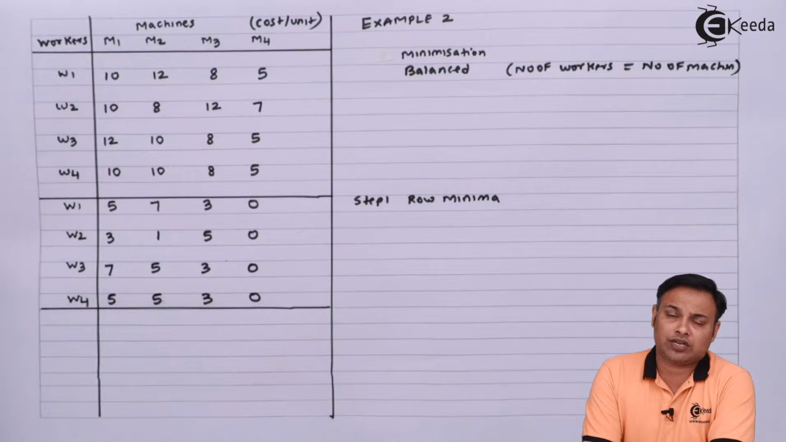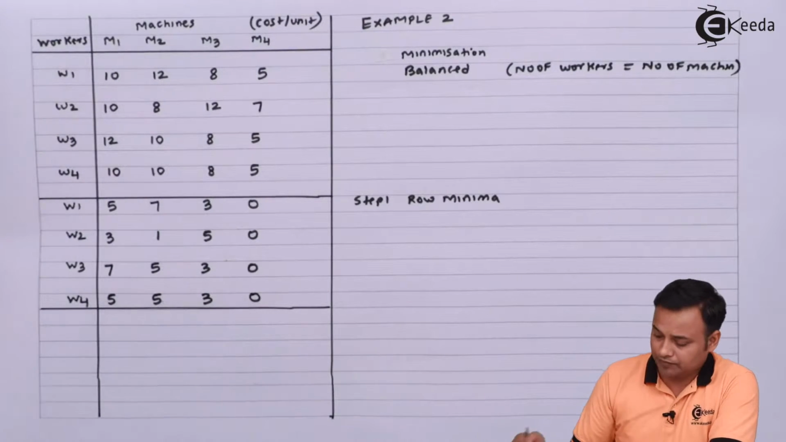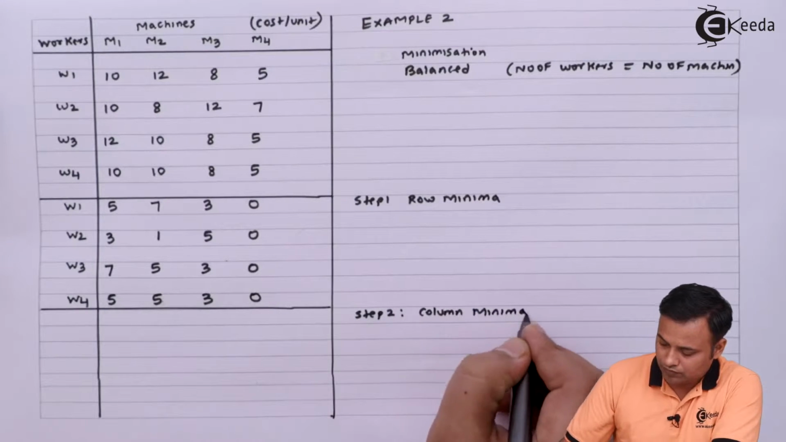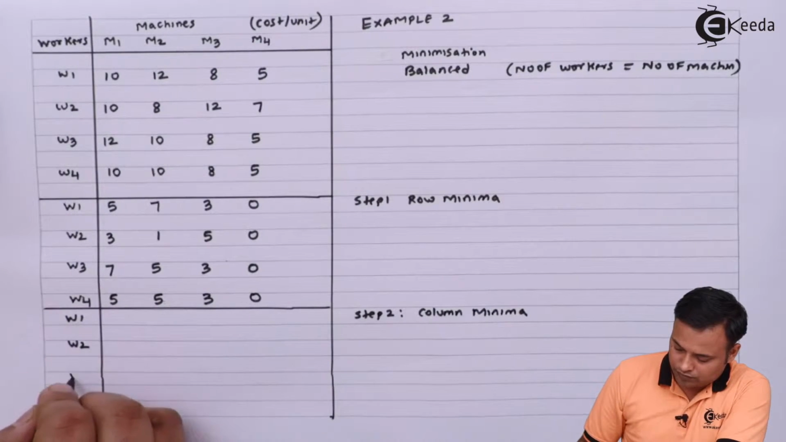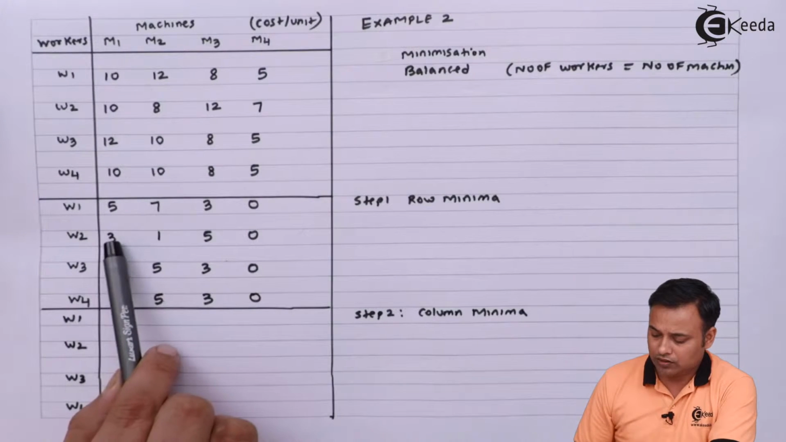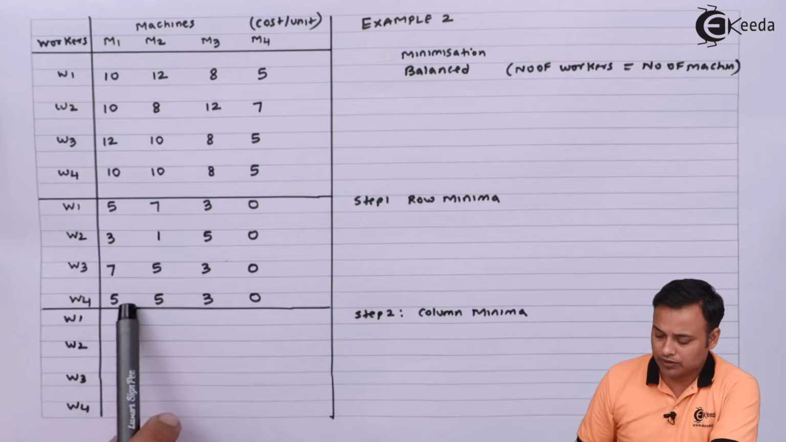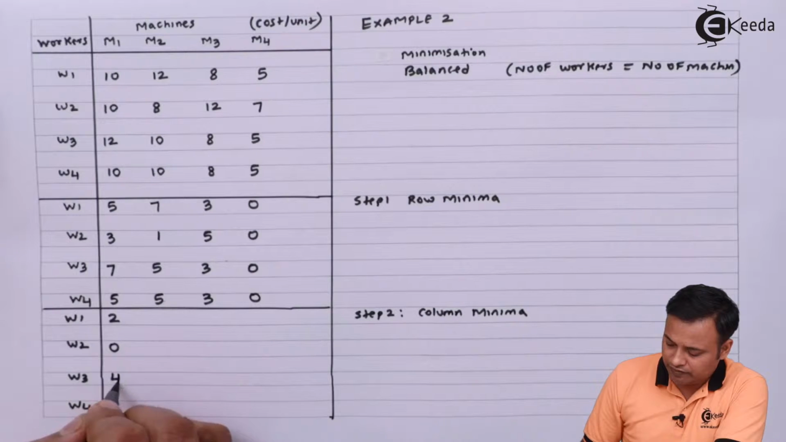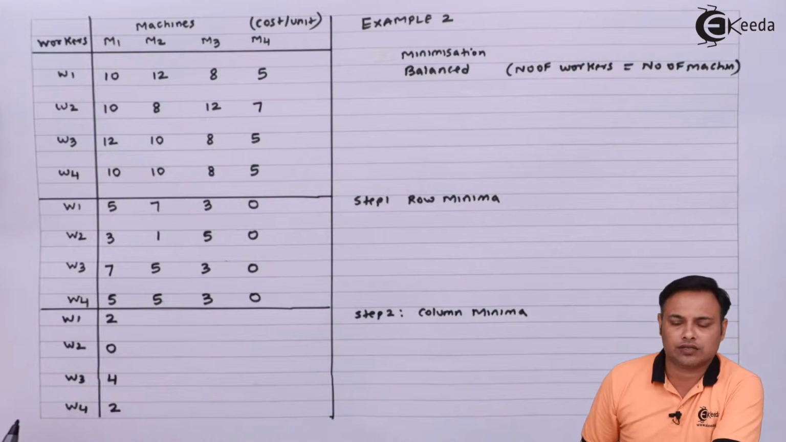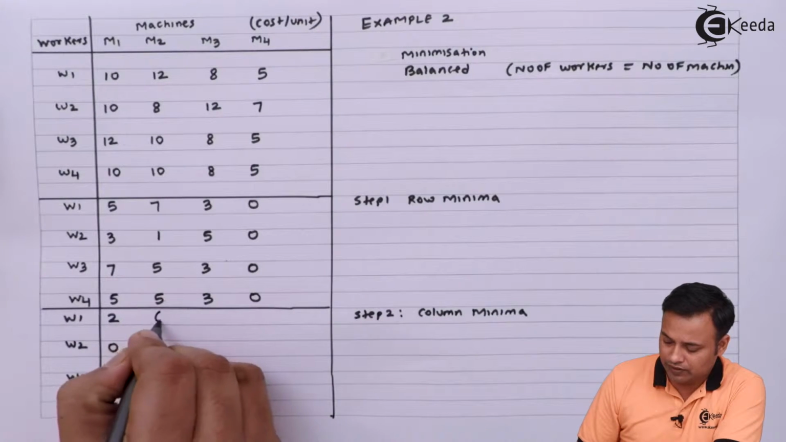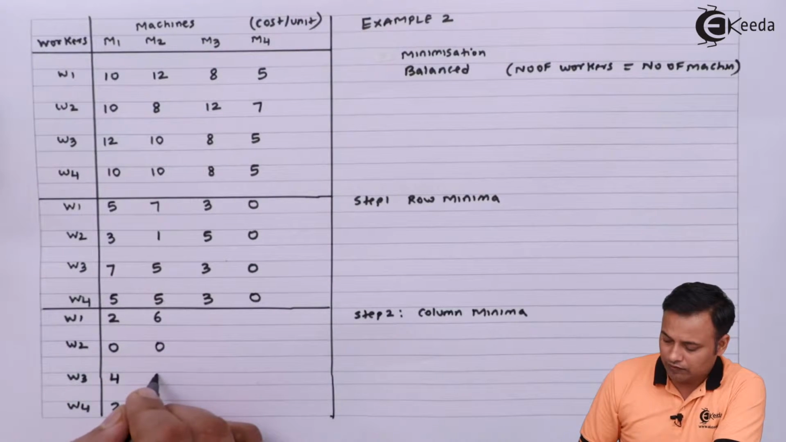Now, on the row minima table, we will find out the column minima. In the first column, my lowest number is 3. So I'll subtract 3 from all the numbers. So 5 minus 3, 3 minus 3, 7 minus 3 and 5 minus 3. In the second column, my lowest number is 1. So it will be 7 minus 1, 1 minus 1, 5 minus 1 and 5 minus 1.